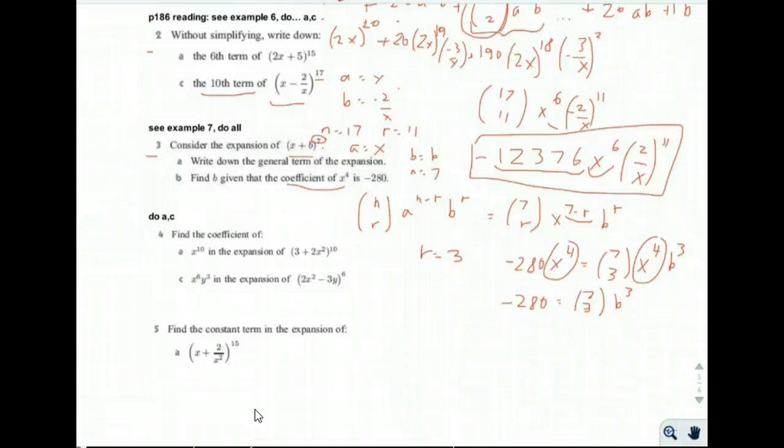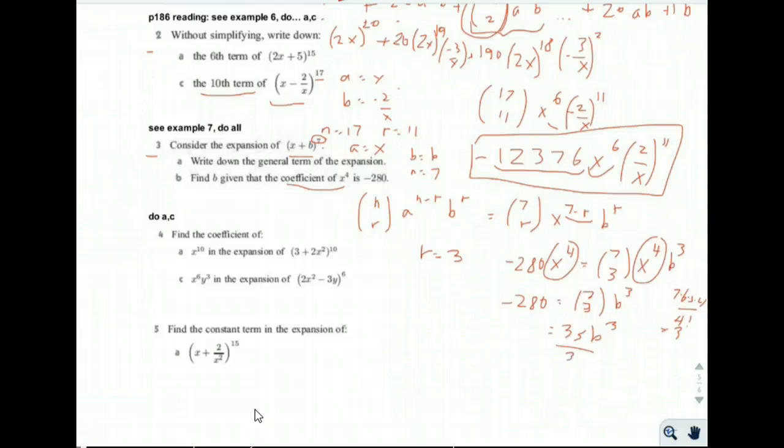7, n equals 7, r equals 3, it would be something like 7 times 6 times 5 times 4 divided by 4 factorial. 4, 3, 2, it would be equal to 35. So that would be negative 280 equals 35 b cubed.